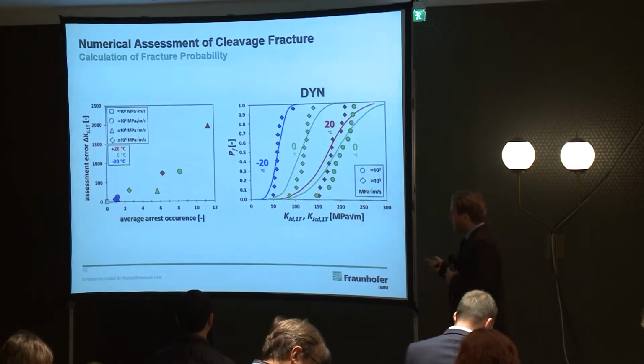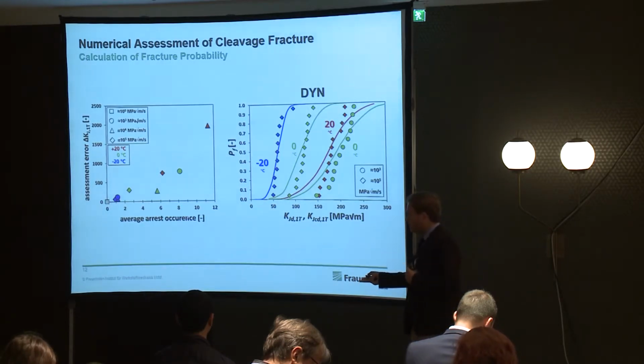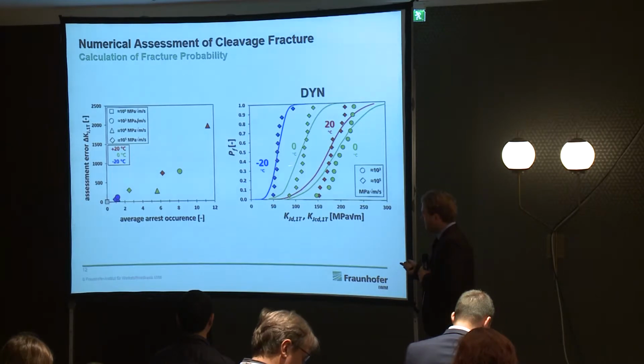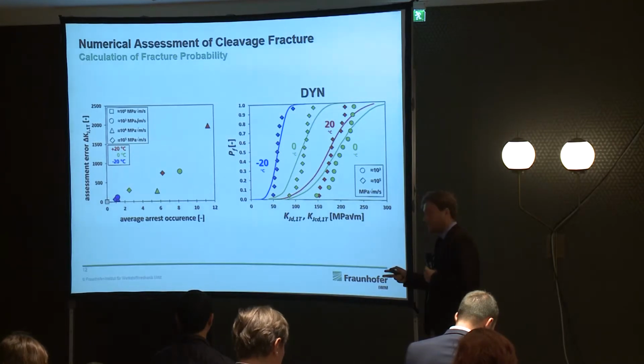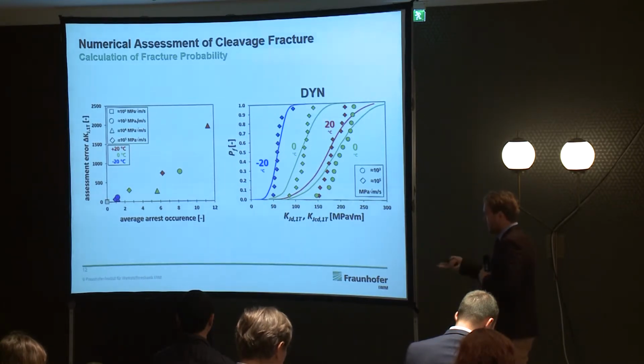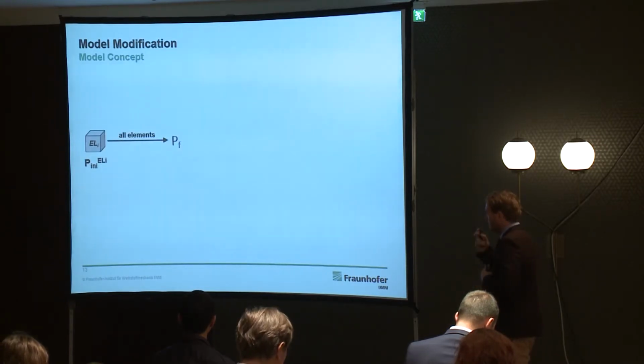Now the question is, can we correlate this error of assessment, so how good does the solid line match the experimental results, with the observed data on the average crack arrest occurrences? And the answer is yes, we can correlate it. So the higher the error of the assessment of the local model is, the more average crack arrest incidences we actually see on the fracture surface. And remember, we inherently conceive the temperature effects here, so this is clear evidence that somehow the arrest behavior is in there. Okay, so how can we improve our model then?